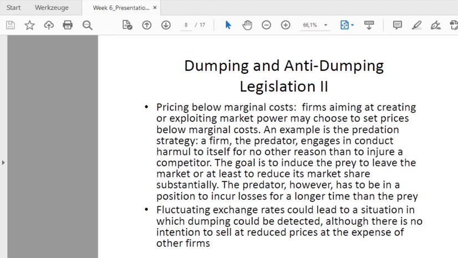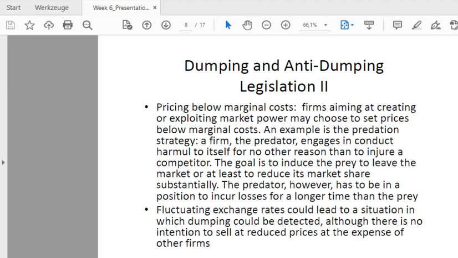Pricing below marginal costs. Well, firms aiming at creating or exploiting market power may choose to set prices below marginal costs. An example is the predation strategy. A firm, the predator, engages in conduct harmful to itself for no other reason than to injure a competitor. The goal is to induce the prey to leave the market, or at least to reduce its market share substantially. The predator, however, has to be in a position to incur losses for a longer time than the prey.